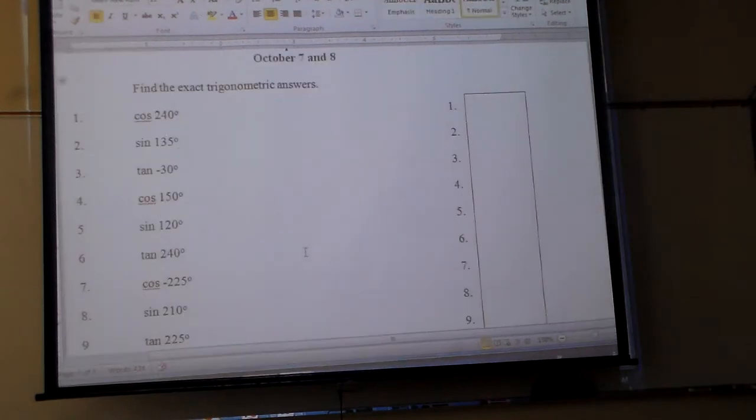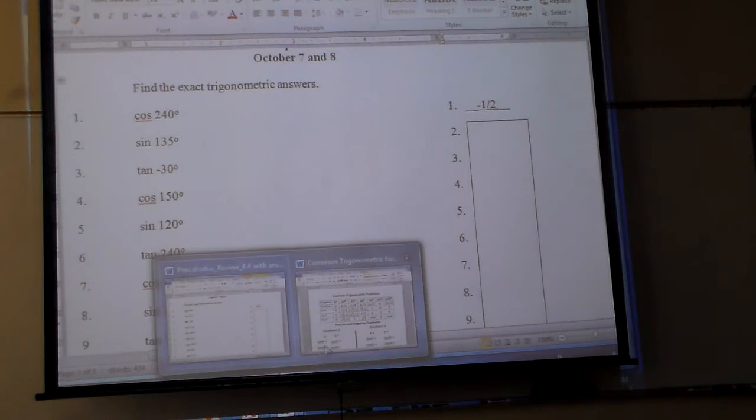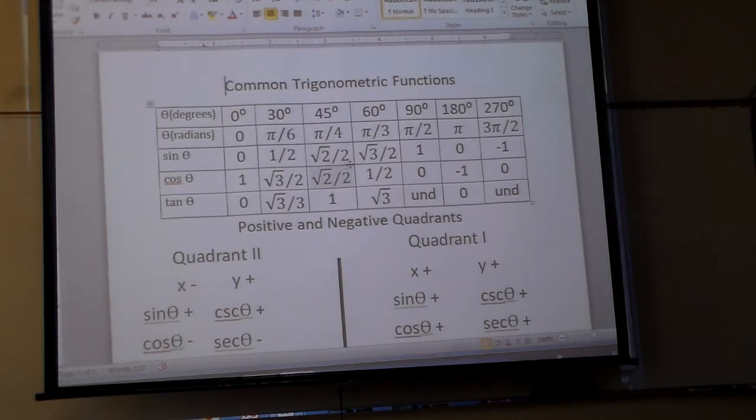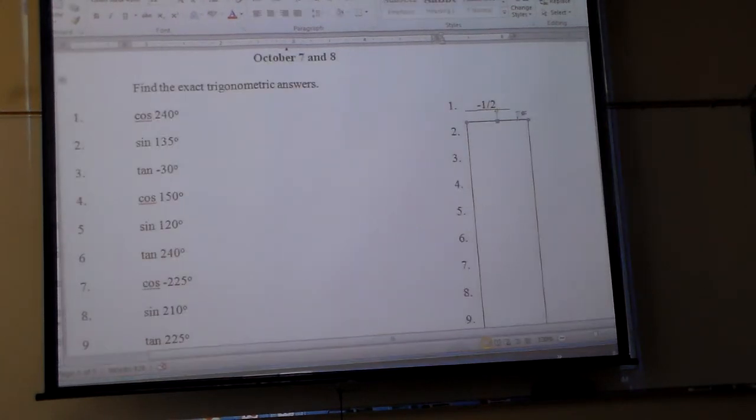Okay, so let's do sine of 135 degrees. Is it closer to 180 or 360? 180. How far from 180? 45 degrees. So go back to the chart. Sine of 45 degrees is square root of 2 over 2. And 135 degrees is in quadrant 2. Sine in quadrant 2 is positive. So the answer is positive square root of 2 over 2. Get the hang of this.